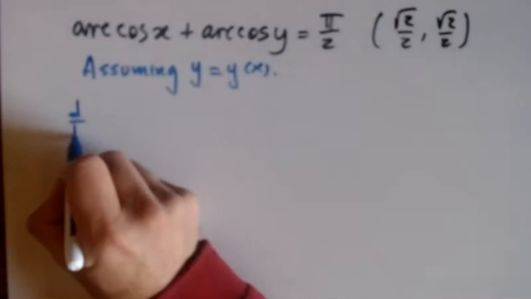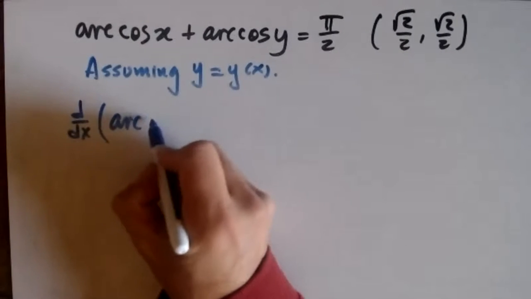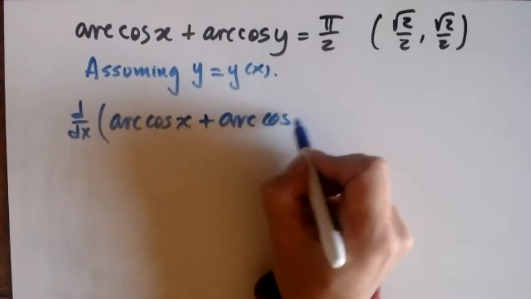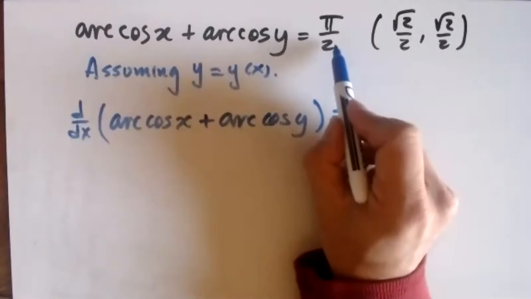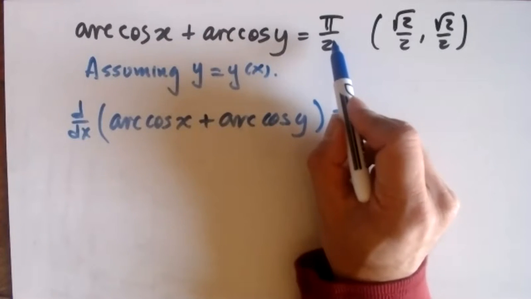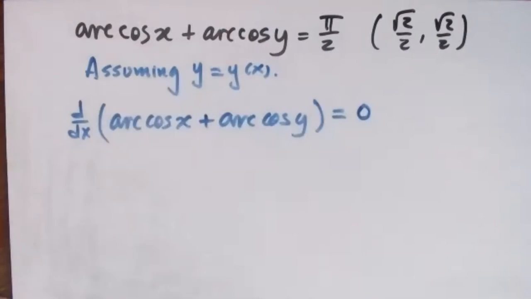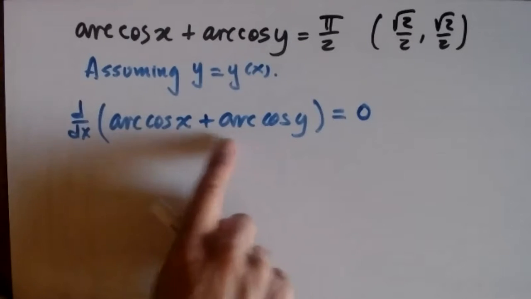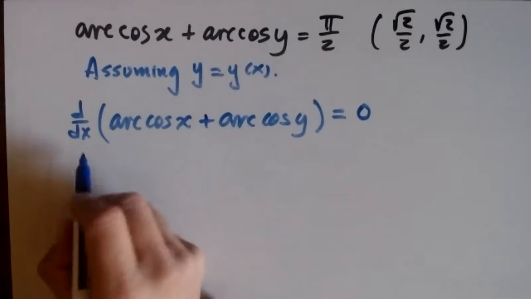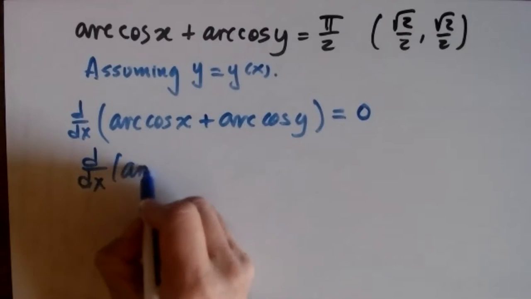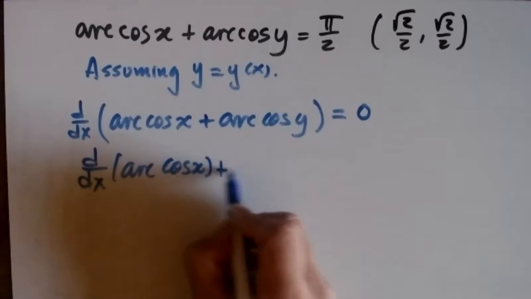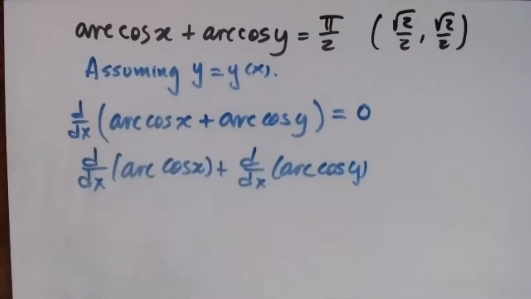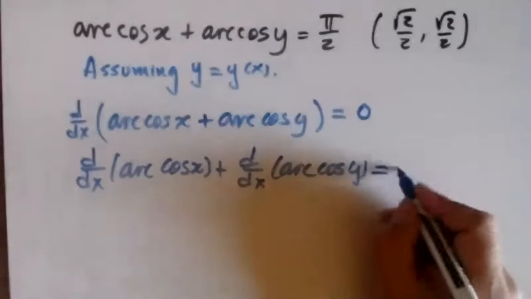So I'm going to take the derivative of both sides: arc cosine of x plus arc cosine of y equals the derivative of pi over 2. Remember, pi over 2 is a constant, so the derivative is 0. Then you have to use the properties of derivatives. The derivative of an addition is the addition of the derivatives. So I have to take d/dx of the arc cosine of x plus d/dx of the arc cosine of y, correct? Equals 0, of course.